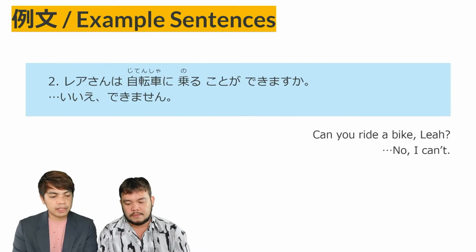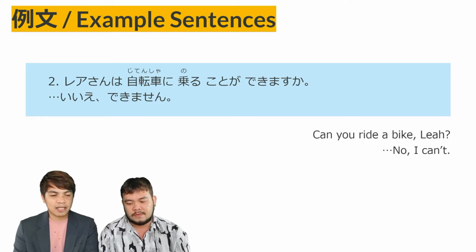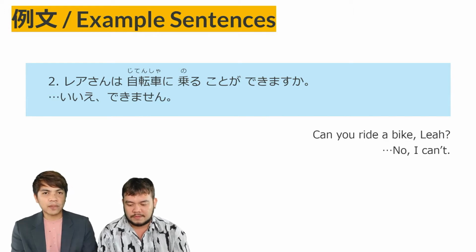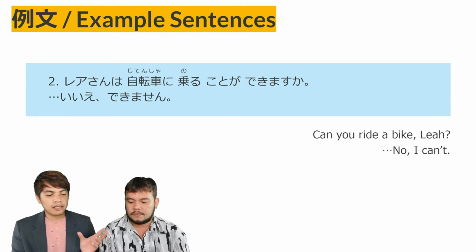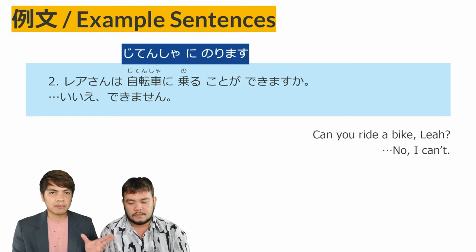Okay, example sentence number 2. Rei-san wa jitensha ni noru koto ga dekimasu ka? Iie, dekimasen. Okay. So once again, this is a yes or no question. So we're talking about Rei-san. Rei-san wa, then the verb is jitensha ni noru, from the verb jitensha ni norimasu, to ride a bicycle.